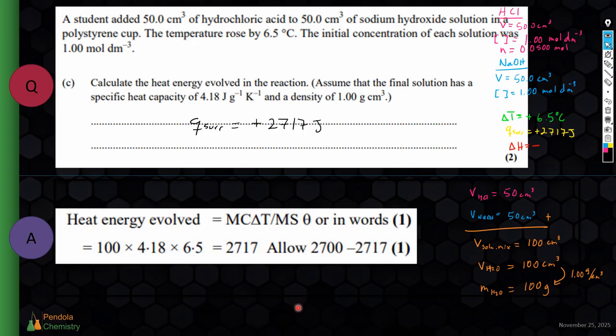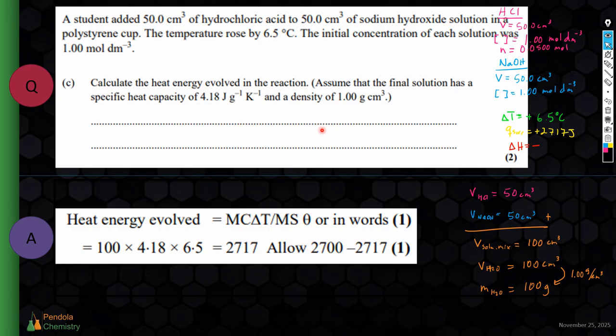And if we look at our answer key, that's what we have. Heat energy involved equals MC delta T, or MS, don't worry about this, that's another way of doing it that we're not going to go into. Or you could describe what you're doing. You get 1 point for the equation or the description of the work, and then 1 point for the actual answer, which is 2717. They'll allow anywhere from 2700 to 2717 because of rounding error, because you could have used 4.2 instead of 4.18. But you should have gotten the proper answer. So Q is 2717 joules.